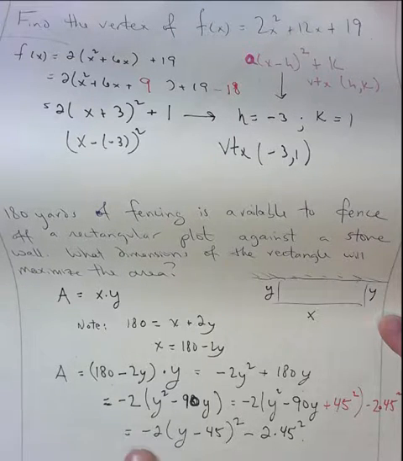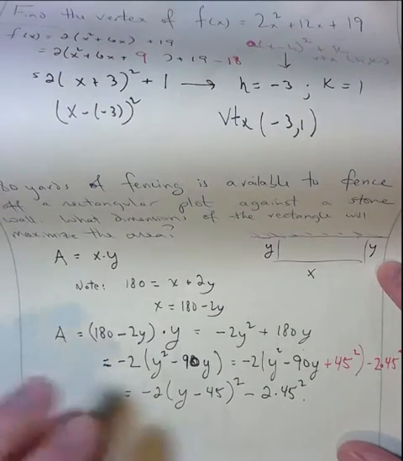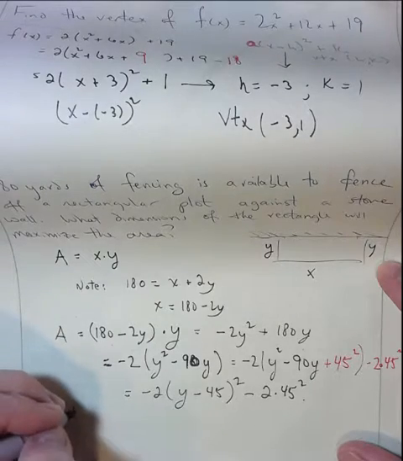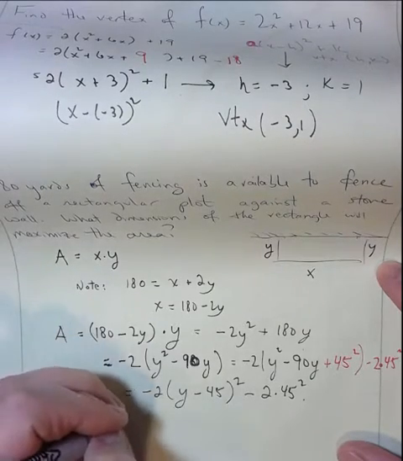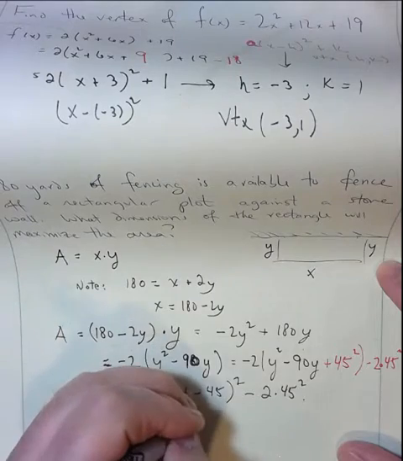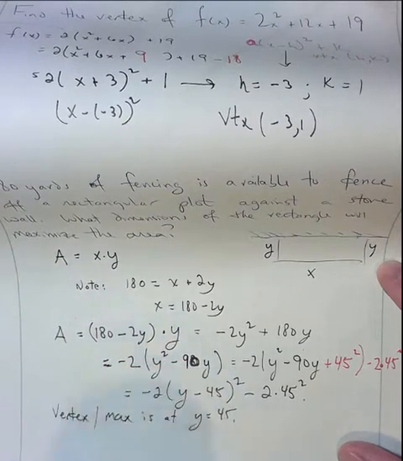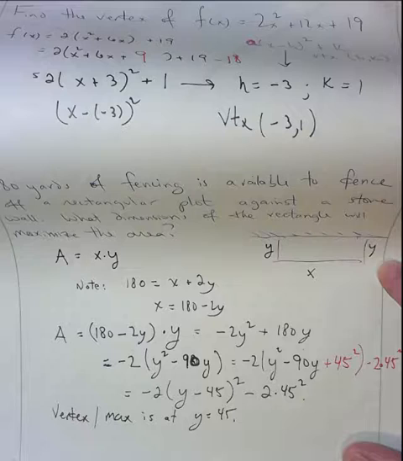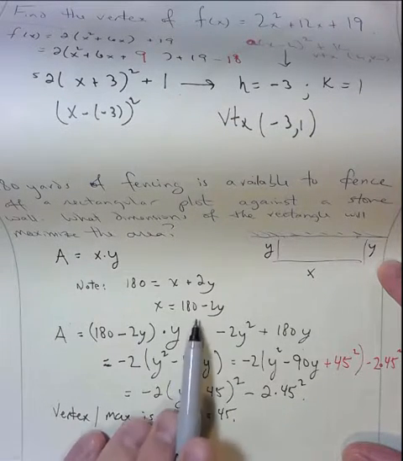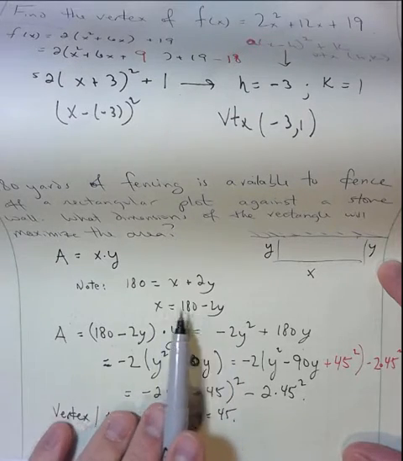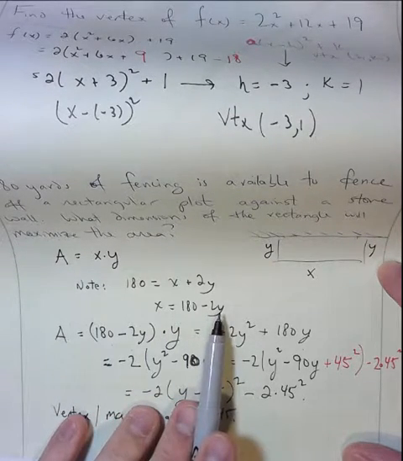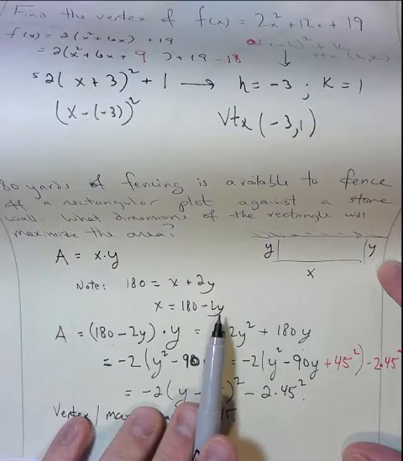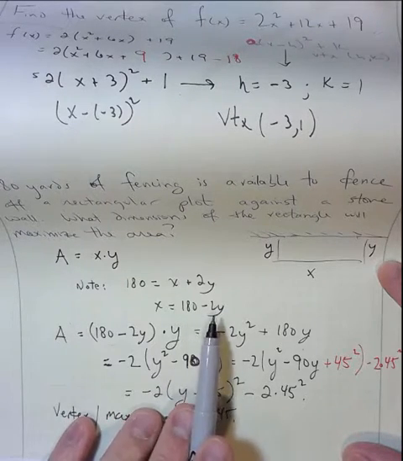And where is the vertex of this parabola? Well, the vertex of this parabola is at y equals 45. So the vertex, or the maximum, is at y equals 45. And if y is 45, how about x? Well, here, how about using this one? Here's our relationship between x and y. So if y is 45, this is 180 minus 2 times 45, 180 minus 90.